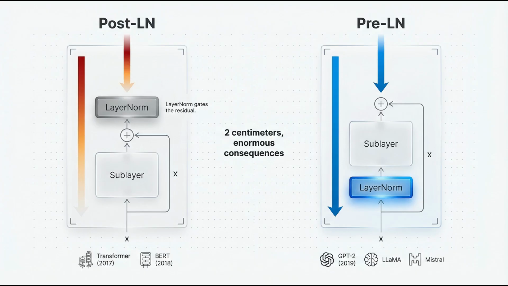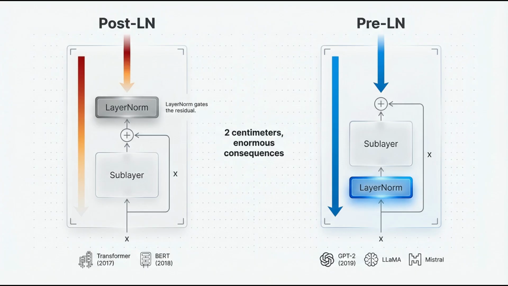The problem surfaces in backpropagation. The Jacobian of LayerNorm gates the entire gradient flow. The gradient vanishes in early layers. Post-LN requires a long learning rate warm-up and is unstable in deep networks.